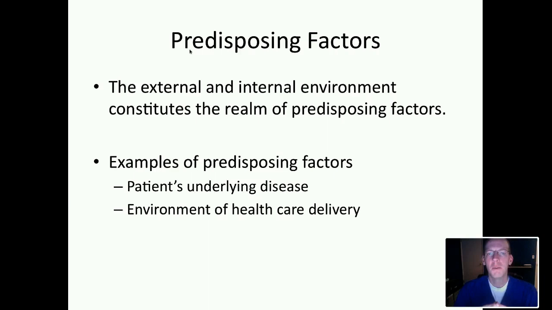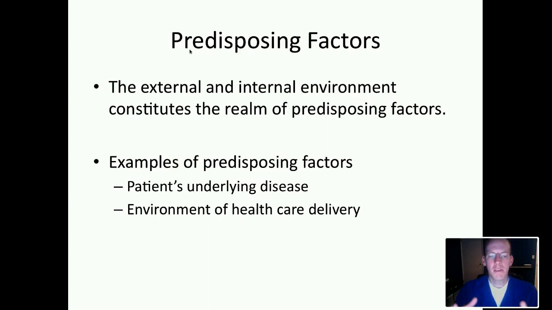These may combine with other issues like a predisposing factor. And these could be both external or internal to the environment. Some predisposing factors may be the patient's underlying disease process. So if you have a very sick patient and a piece of equipment fails, that may result in a crisis or a more significant crisis than if that same piece of equipment fails in a healthy person, because a sicker patient may not be able to tolerate this equipment failure.